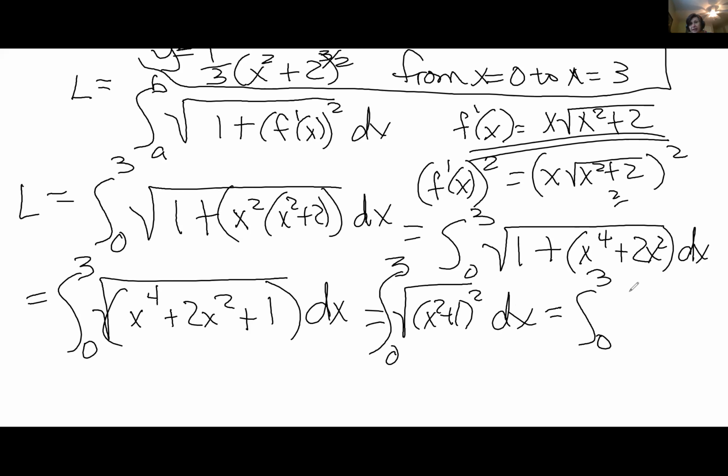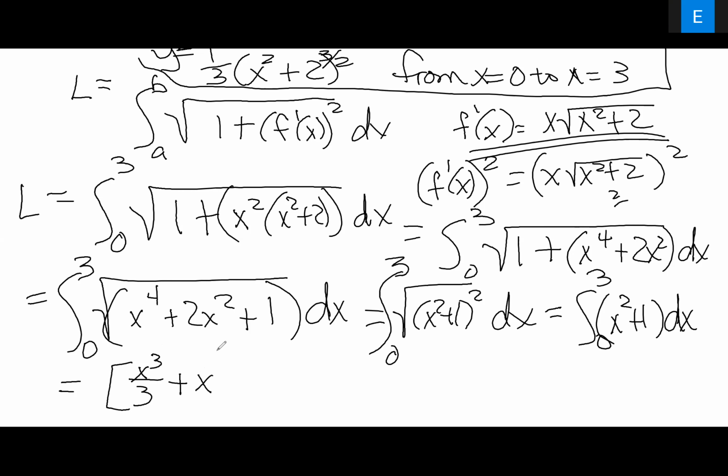What are we left to try to integrate? Just x squared plus 1, which is easy. Easy money. So as long as we don't lose ourselves on the algebra to get here, this is not too bad. So tell me how that integrates. x cubed over 3 plus x. Good job. From 0 to 3. And what is that adding up to, children?